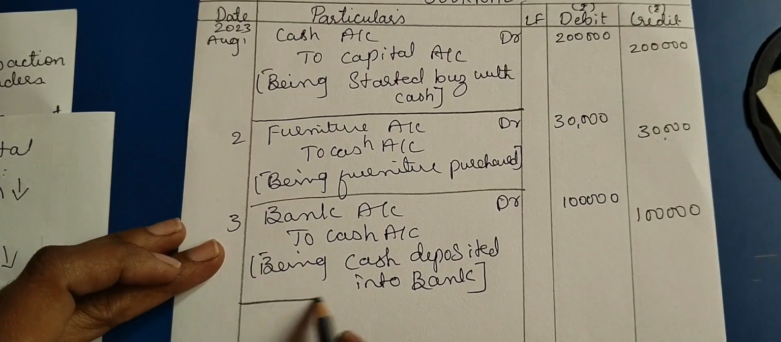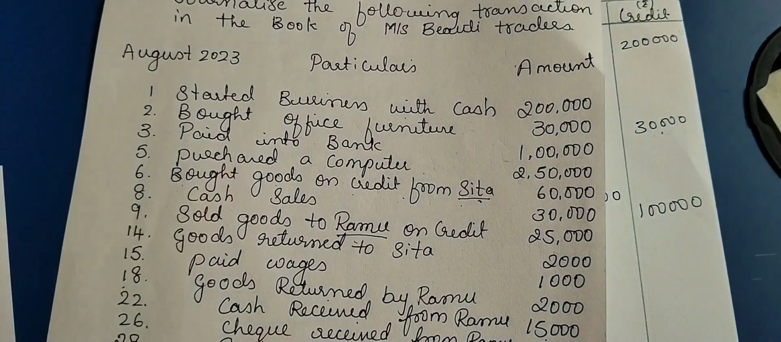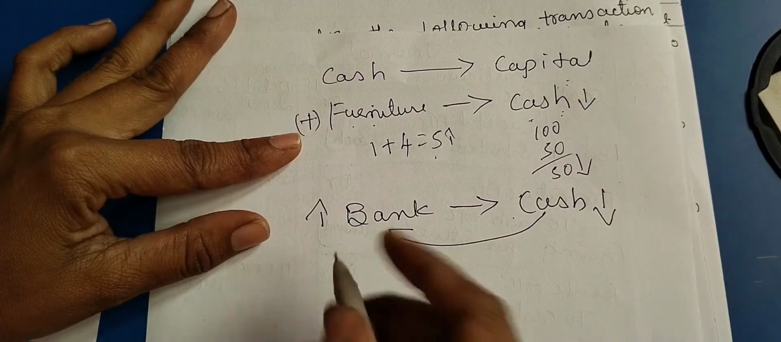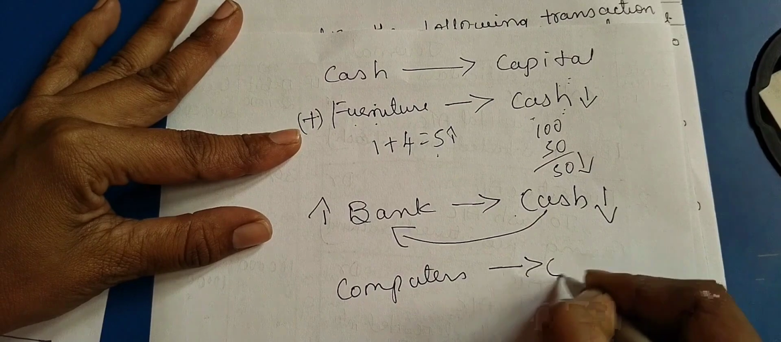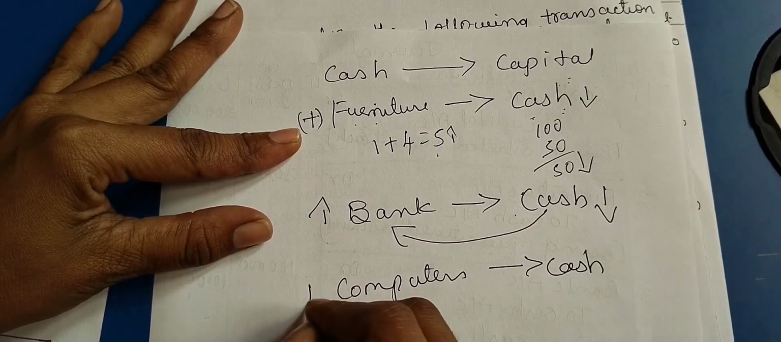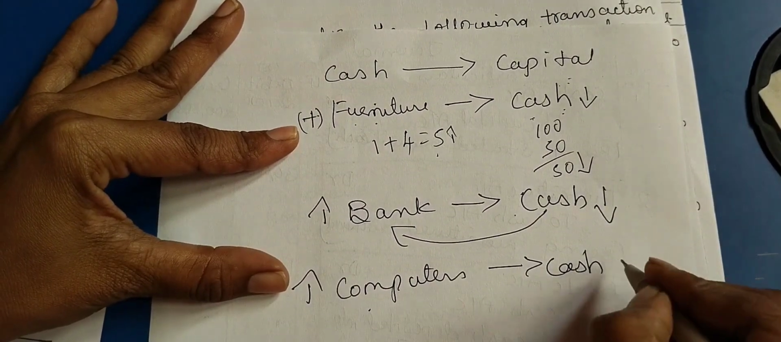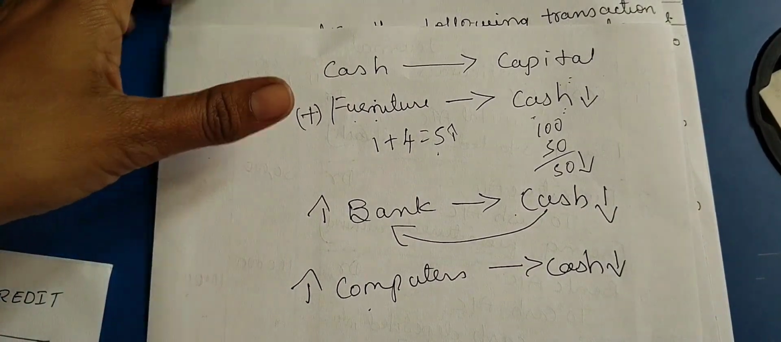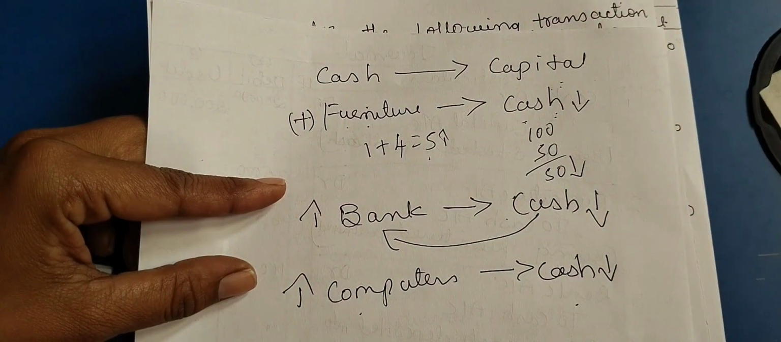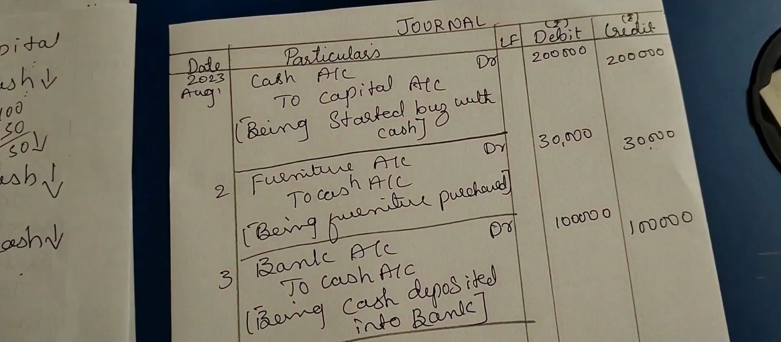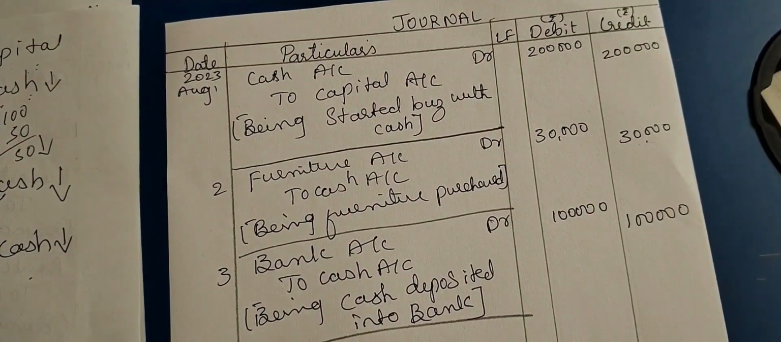Next transaction is on 5th. Purchased a computer, same effect as furniture purchased. So here you have purchased computers by paying cash. Okay, so computers are increased. One asset is increased, another asset is decreased. Cash will come under the current assets and computers will come under the fixed assets. Okay, those are the subheadings.